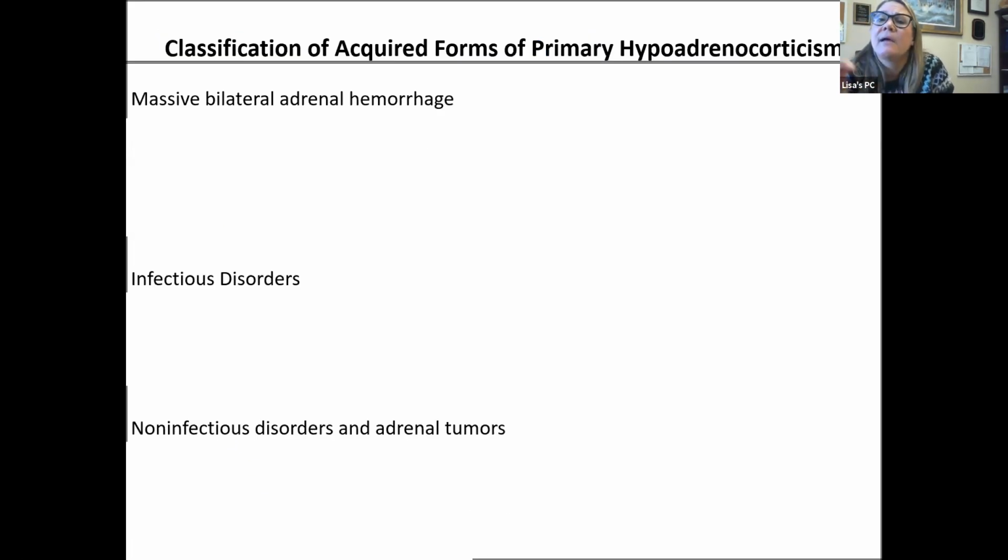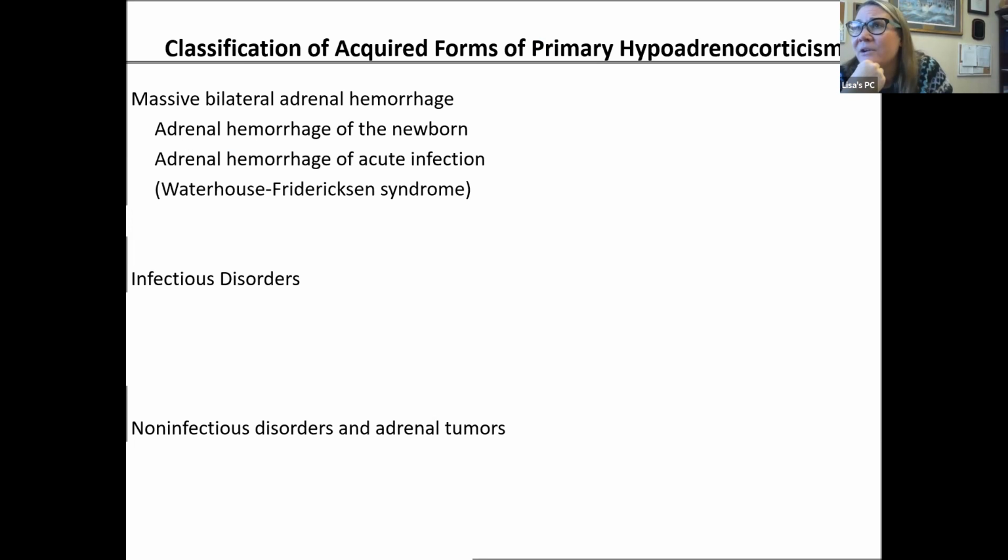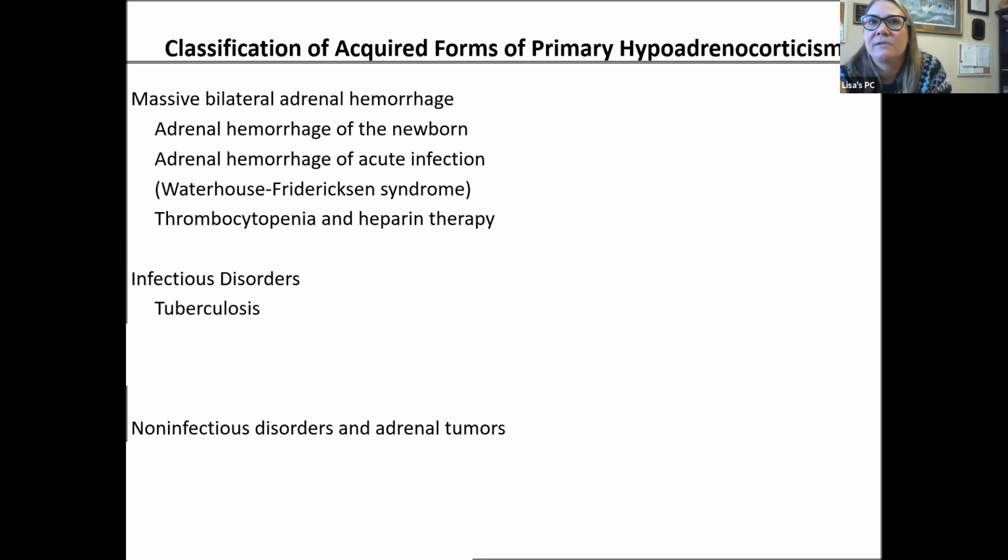Acquired forms. So you can have adrenal hemorrhage related to different things. So sometimes with a traumatic delivery in the newborn period, you can actually have hemorrhages in the adrenal glands related to bacterial infections. So Waterhouse-Friderichsen syndrome, you can have bacterial seeding and hemorrhage into your adrenals. If you have low platelets or you're being treated with heparin and obviously blood thinning, you can hemorrhage in different places, but one of them is your adrenals.